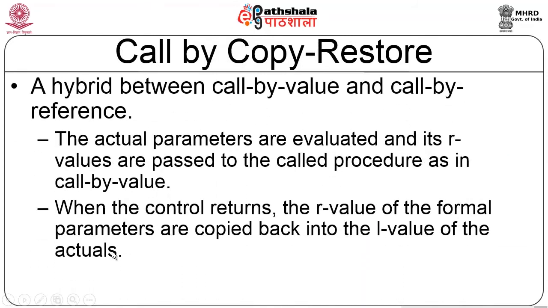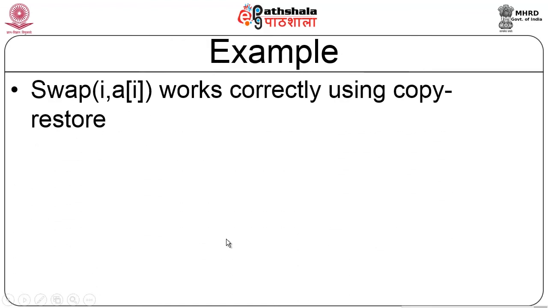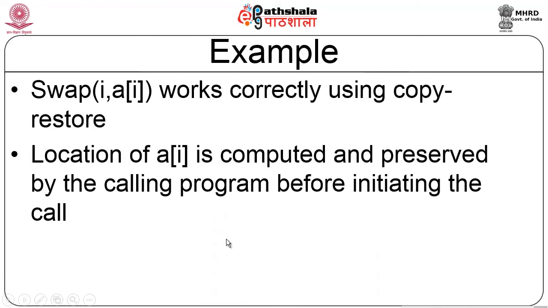Okay. The third one is called call by copy restore. It's a hybrid between call by value and call by reference. Okay. The actual parameters are evaluated and its R values are passed to the called procedure as in call by value. When the control returns, the R values of the formal parameters are copied back into the L values of the actuals. So this is what is different from call by reference. So this is the example, swap I of a comma I works correctly using copy restore, because a of I is anyway going to be an address computation, okay, that is passed to I. So this is copy restore's example and is typically used by Fortran.